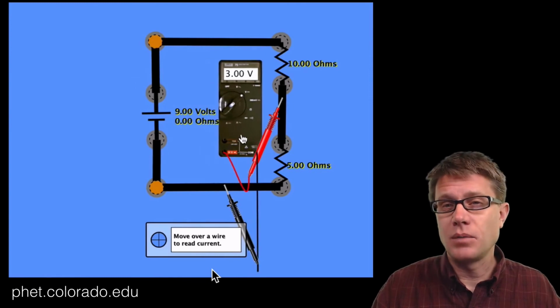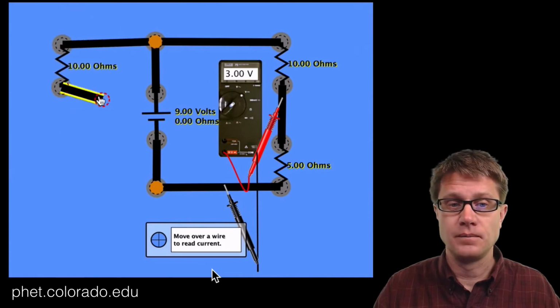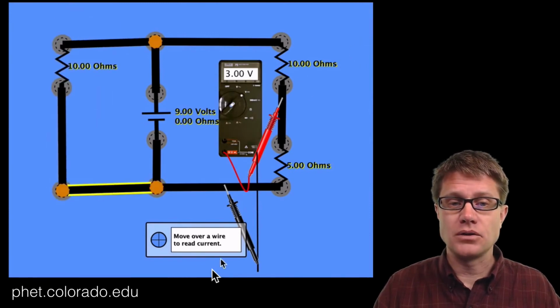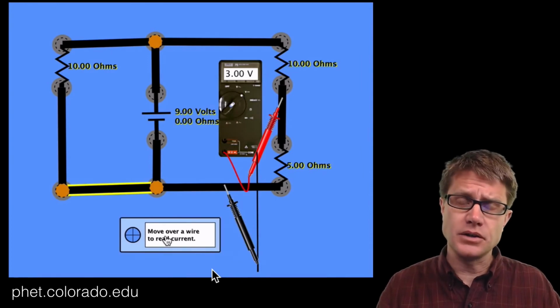But what would happen if we now make it a parallel circuit? So if we're going to build a parallel circuit on the other side, let's just put a 10 ohm resistor over there. So if you think back to that roller coaster analogy again, what's going to happen as we move through that other circuit?